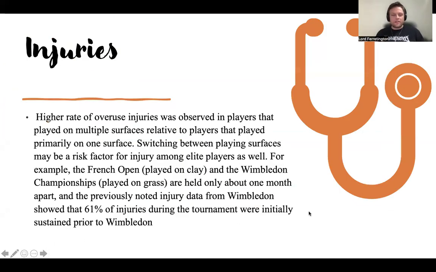Now, as mentioned already, a high rate of overuse injuries is observed in players who play on multiple surfaces compared to players who play primarily on one surface. So, for example, if you switch from the French Open, which is on clay, to Wimbledon, which is on grass, data has shown that 61% of injuries that occur during Wimbledon were sustained prior to Wimbledon. So switching between courts does have a factor in that.